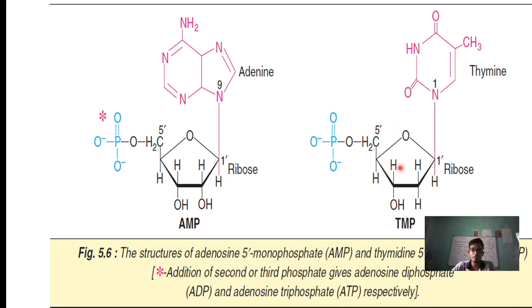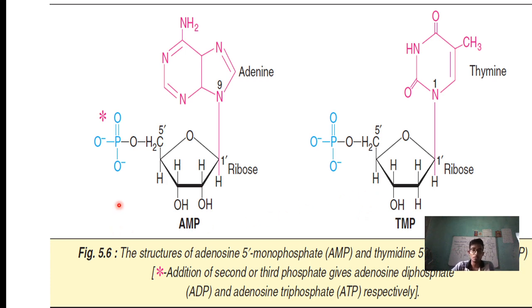And here if you see this structure with thymine, the N1 position is attached with the 1 prime position of ribose. So this is also called thymidine. Here you can see there is thymidine, and another phosphate is joined as usual at the 5 prime position. So another phosphate is attached, and it is called thymidine 5 prime monophosphate.